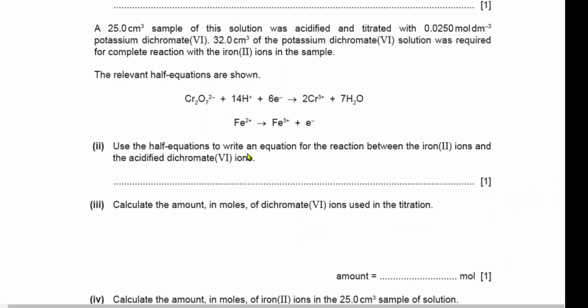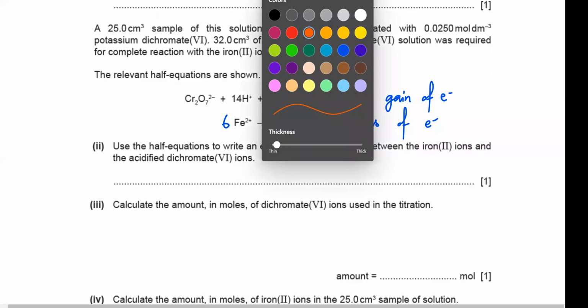Now the first thing is he's saying use half equations to write an equation. A redox equation always has gain of electrons. So this is the part where they are gaining electrons. This is the part where they're losing electrons, right? So write them in one equation. The first thing is the number of electrons gained and lost must be equal. So how many electrons are gained? That's 6. How many electrons are lost? That's only 1. So I need to multiply this by 6.